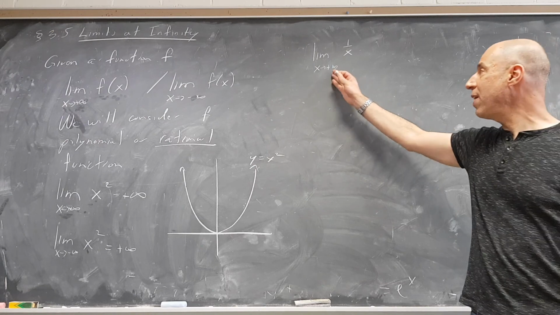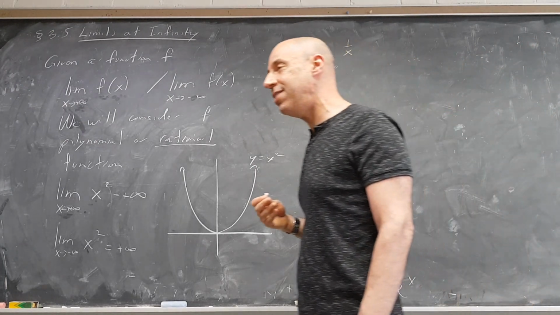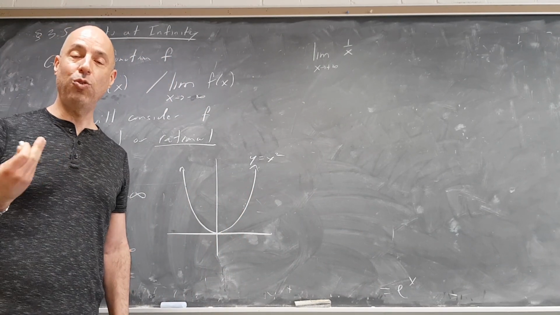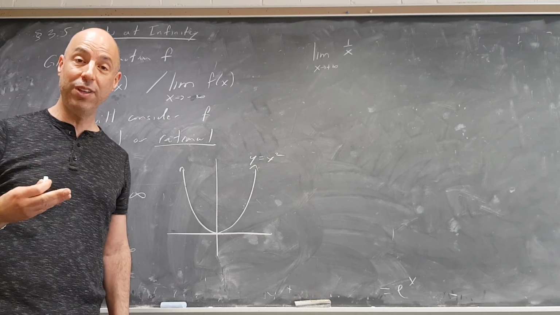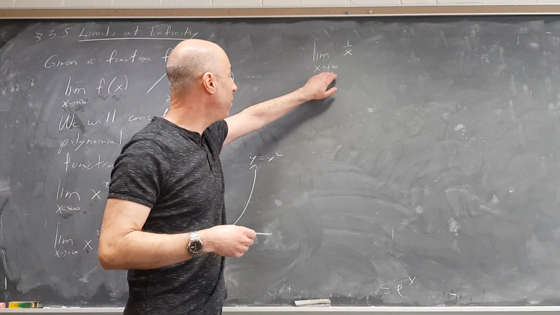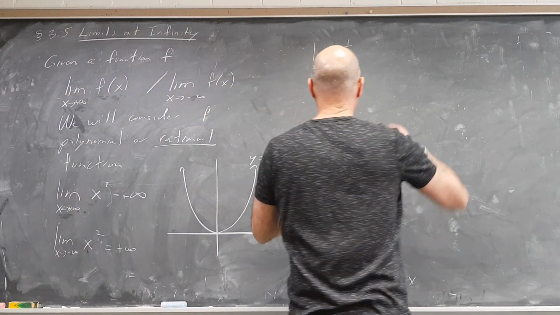So as x gets very big and positive, what happens to 1 over x? Well, you can try a few numbers in your head. If x is 10, then 1 over x is 1/10. If x is 100, 1 over x is 1/100th. If x is 1,000, 1 over x is 1/1000. So as x gets bigger and bigger and positive, I think you can see that 1 over x is getting closer and closer to 0.